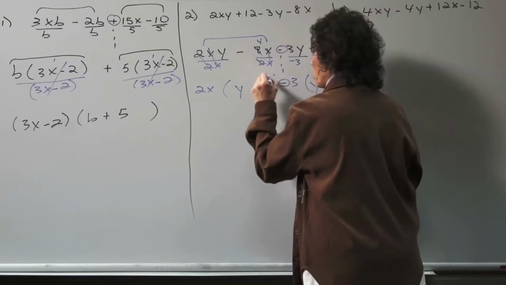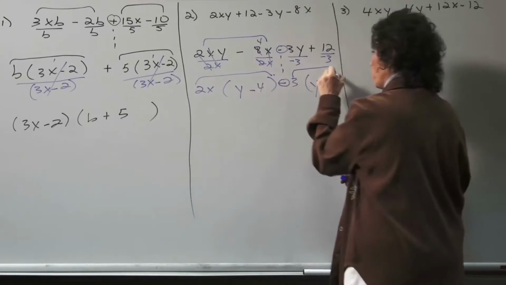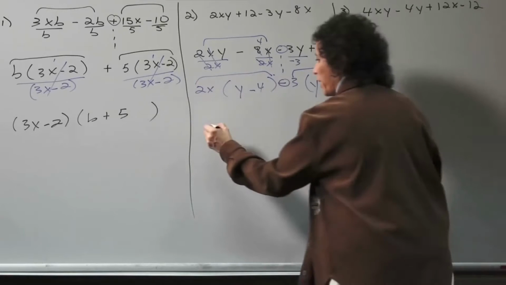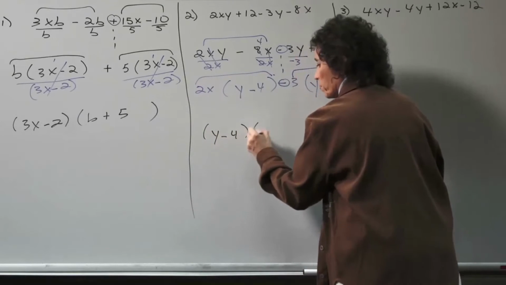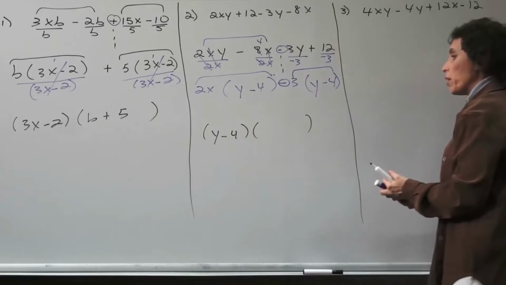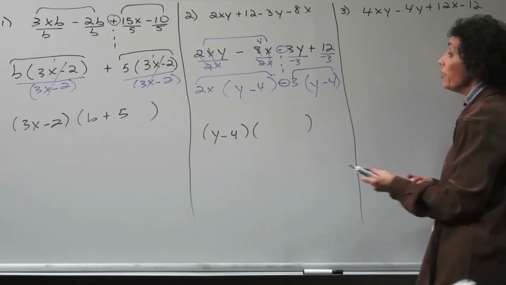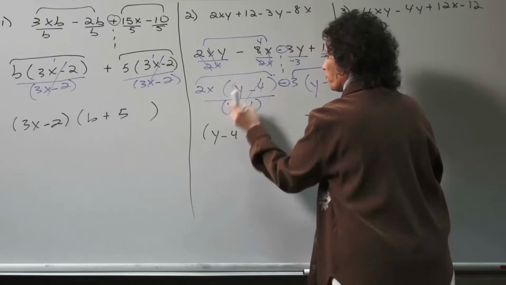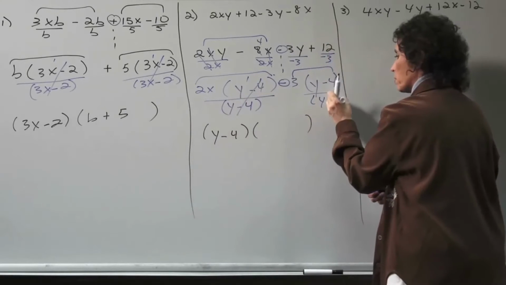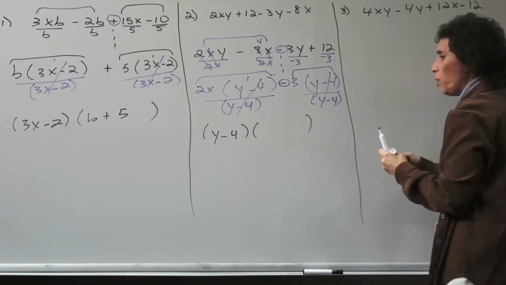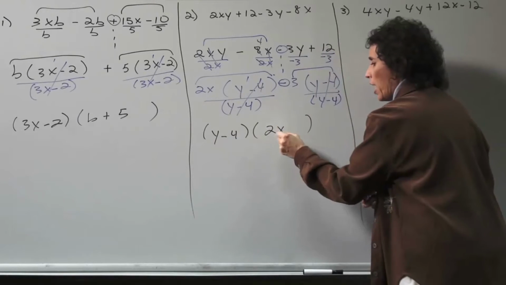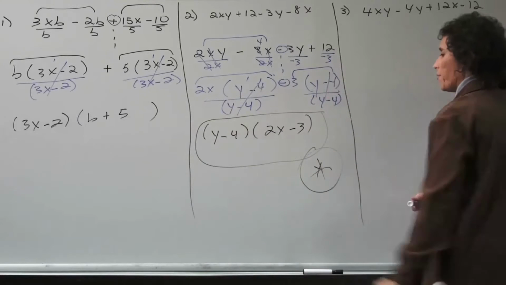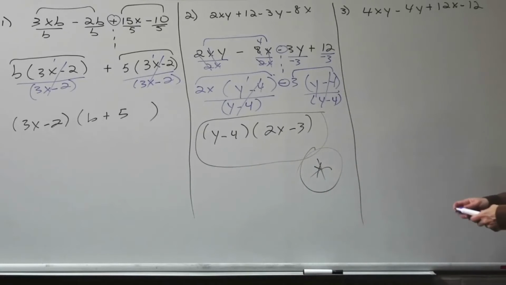Okay, now we still have 2 terms. This is a term, and this is a term. We look for the GCF. The GCF is y minus 4. We make a big set of parentheses. Divide by y minus 4, and we get 2x minus 3. I'm feeling so good about that problem. Awesome. That was number 2.